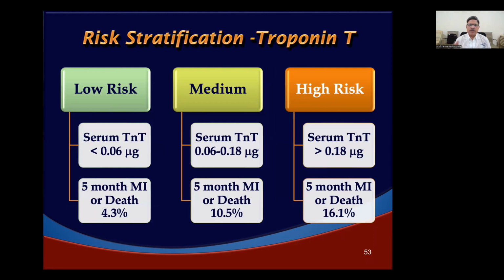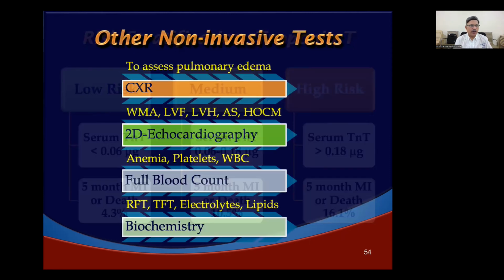What is low risk? Trop T less than 0.6 micrograms. 0.6 to 1.8 is medium, more than 1.8 is high risk. So not only the qualitative result of the trop, the quantitative result of the trop also is required. So you require the trop qualitative, you can do a bedside test, yes, no, then send it to the lab and get a quantitative estimate for the risk stratification.